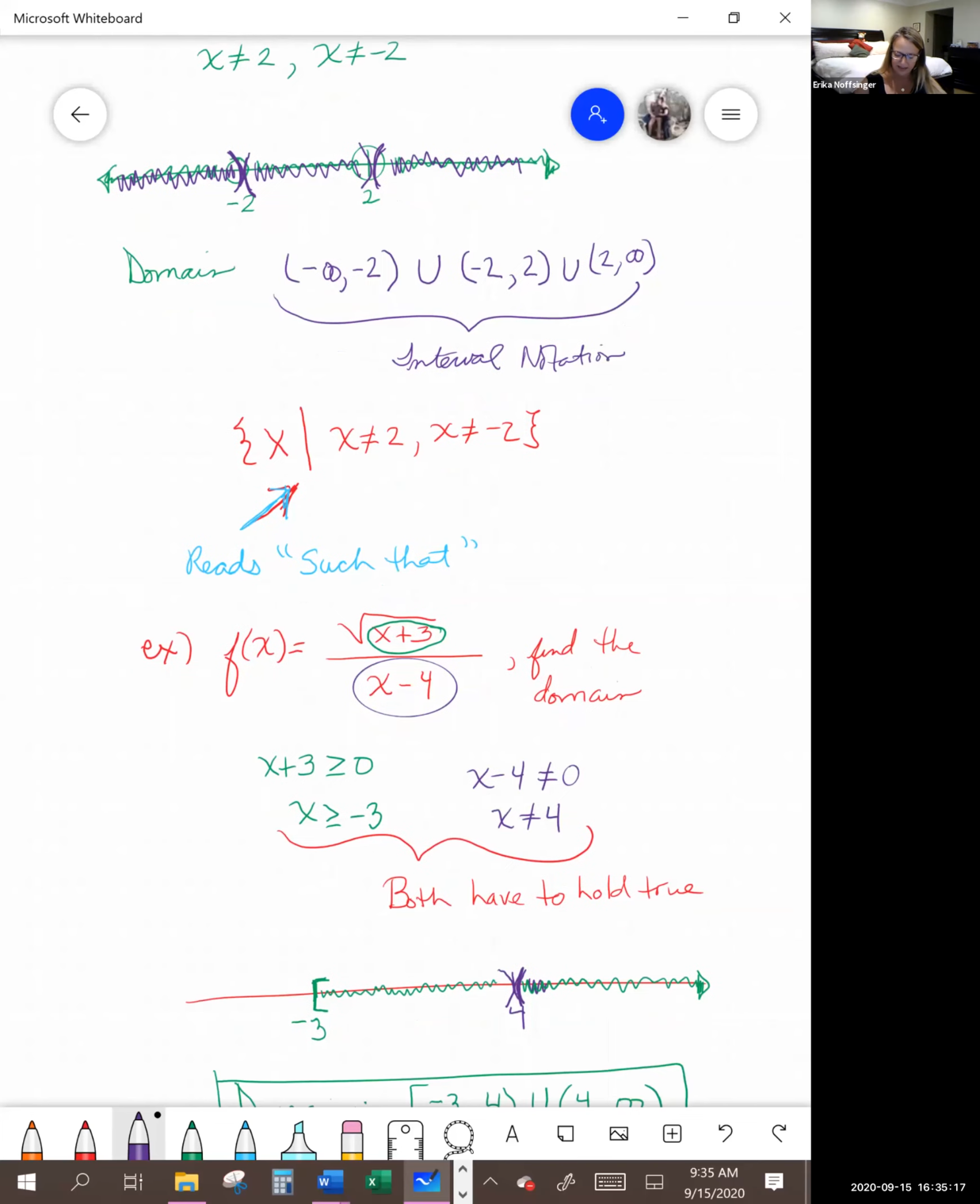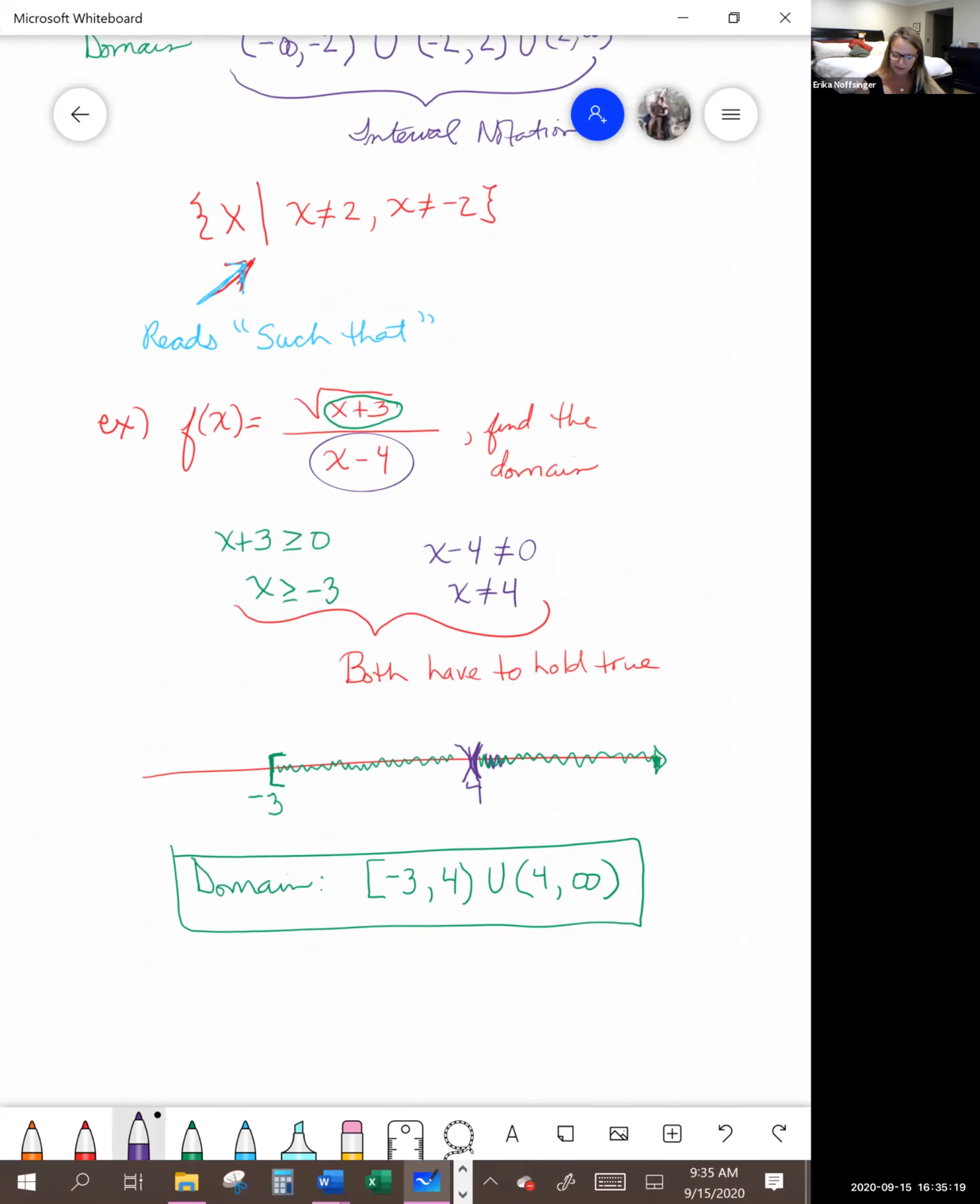In this case, we were looking at everything bigger than or equal to -3. We just had to exclude this value, 4, here. If there had been another value that we had to exclude, we would have had more intervals. Let's say there was something here, we would have had 1, 2, 3 separate intervals. If another value here had to be excluded, I'd have 1, 2, 3, 4 different intervals.